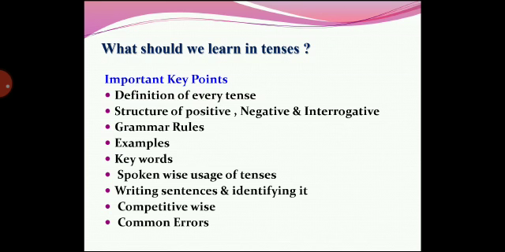So like this, if it is present continuous tense: subject plus is, am, or are plus v1 plus ing plus object. Am can be used for the first person singular, I. Are can be used for the second person singular and plural, as well as for all the plural forms. Is can be used for the third person singular: he, she, it.